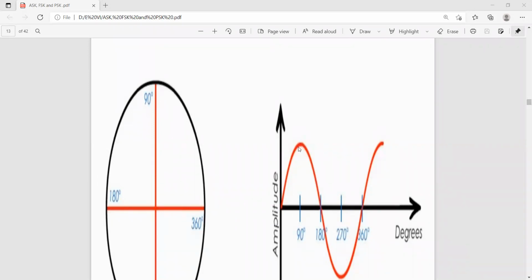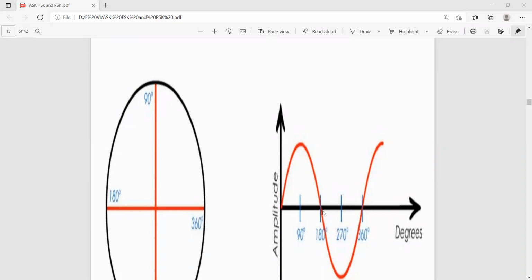So here it is, this is the phase. Up to this point it is a positive value. From 0 to 180 degrees, it is a positive angle. Then coming down, above 180 up to 360, it is a negative angle. So that is a negative phase.